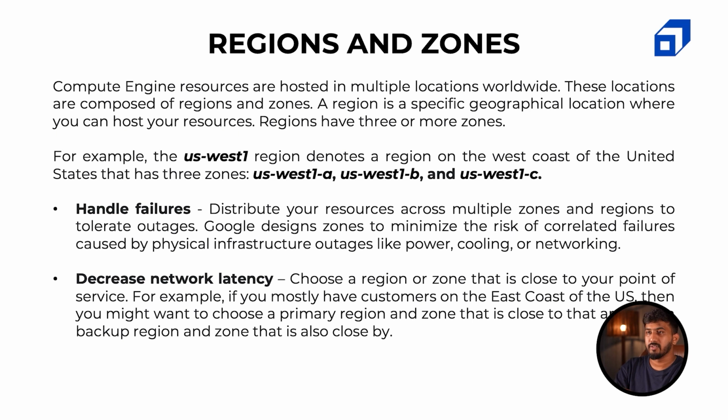So distribute your resources across multiple zones. If one zone has an outage, the other zones will still be running your application in it. Google designed zones to minimize the risk of correlated failures caused by physical infrastructure outages like power, cooling, or networking. So they design it as such, if one zone goes out due to a power outage, the other zone would not be anywhere close to it. It'll be a little further away from it so that that area does not experience the same power outage, right?